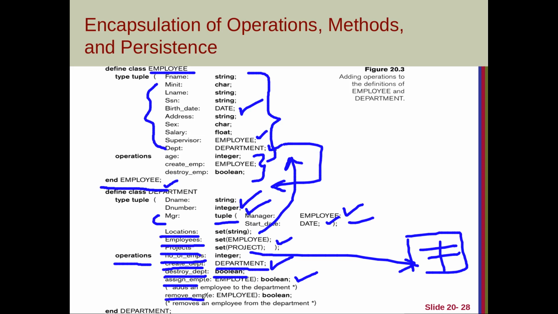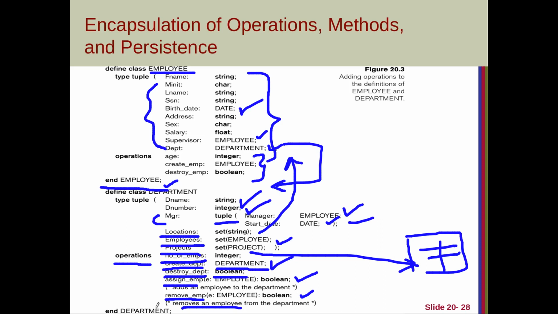Similarly, remove underscore employee, again I am providing an employee object here which returns a boolean type. It will remove an employee from the existing department object. So this is the way in which we are specifying a number of operations. Some of the operations may be without any parameter, and some of the operations have parameters also. Now these two operations have only one parameter. We can have more than one parameter, that is also permitted.